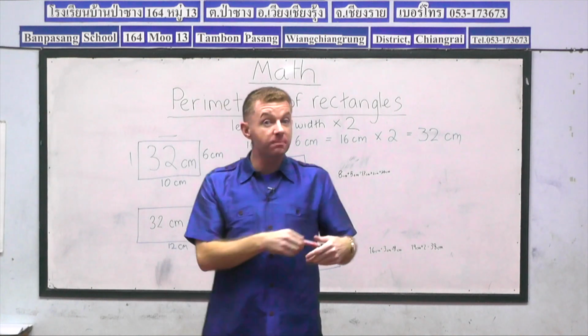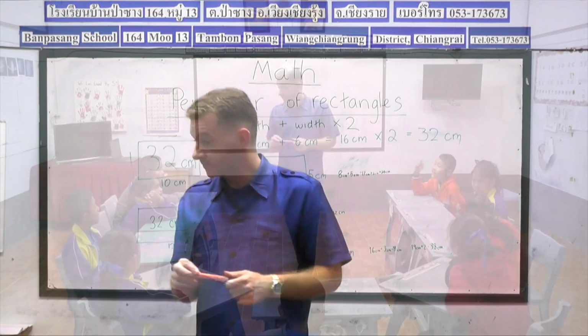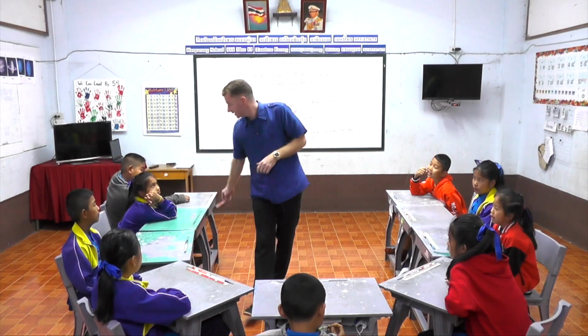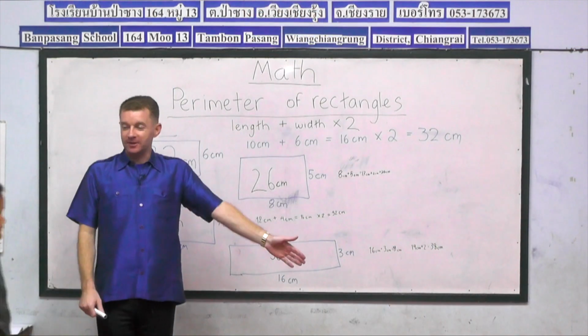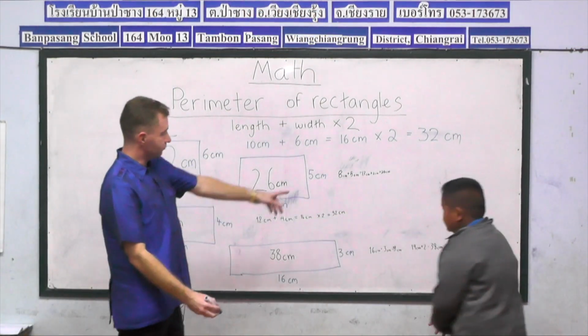Let's do one more before our worksheet activity. And this time, I would like Net to come and join me at the front of class, please. So Net, you can stand here, and I will draw your rectangle here.